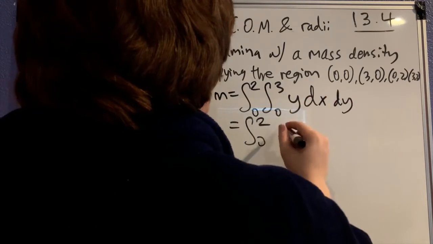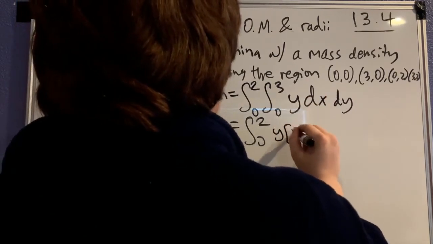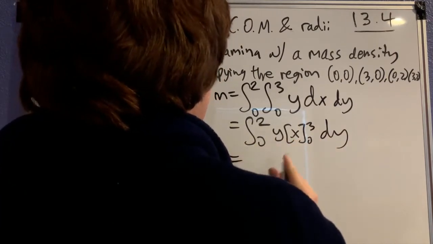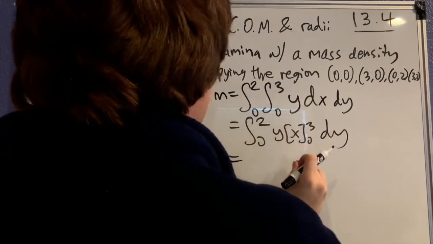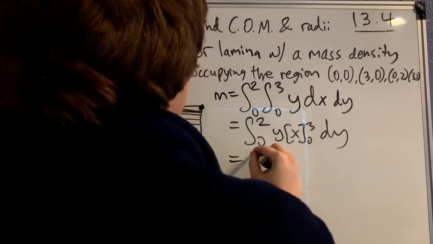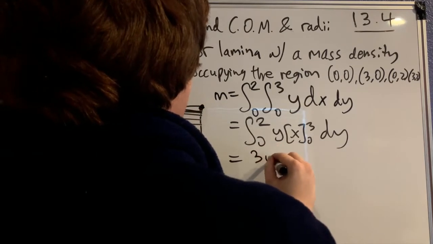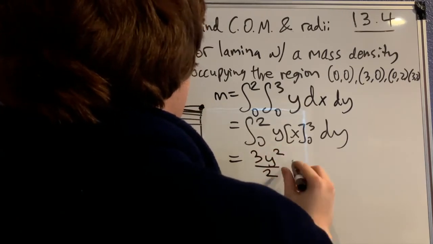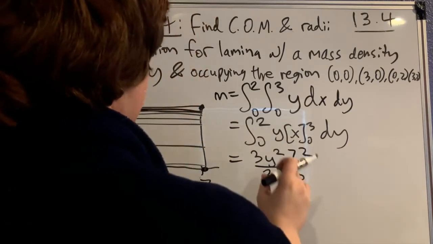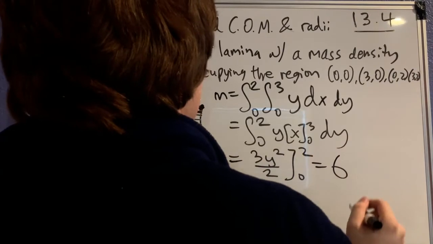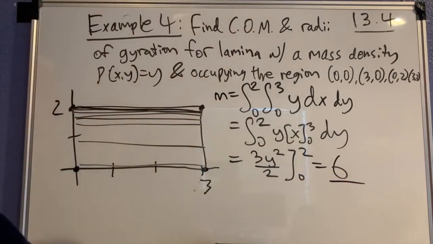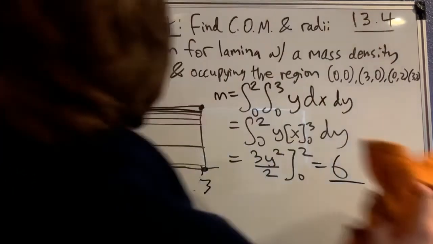which is equal to the integral from 0 to 2. This is with respect to x, so it would be y times x from 0 to 3 dy, and that would just be 3y. The integral of that would be 3y squared over 2 from 0 to 2. And if we think about that, that's just 12 over 2, which is equal to 6. So the mass in this case was 6. I'm going to erase everything now just to have more space.